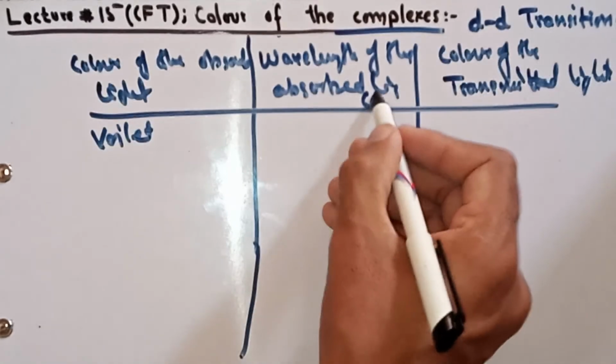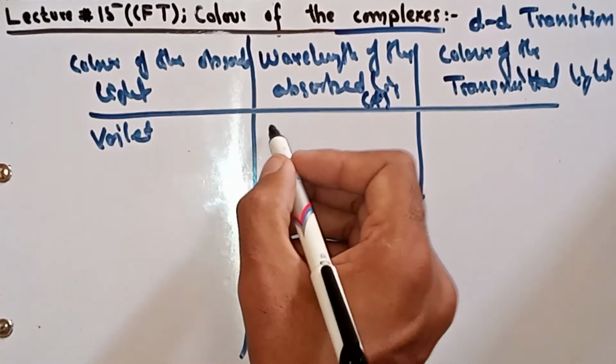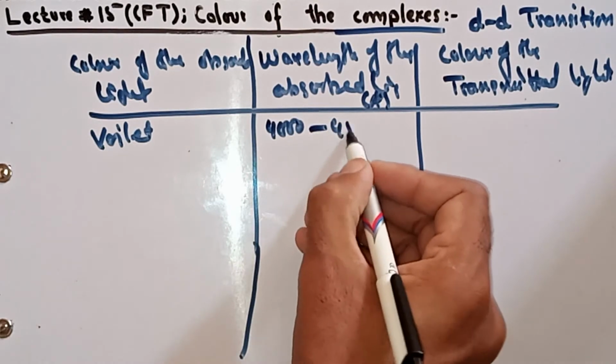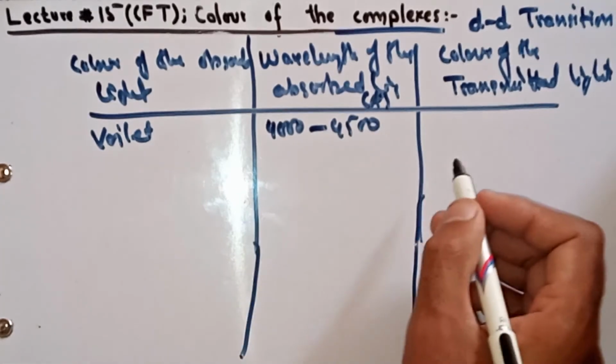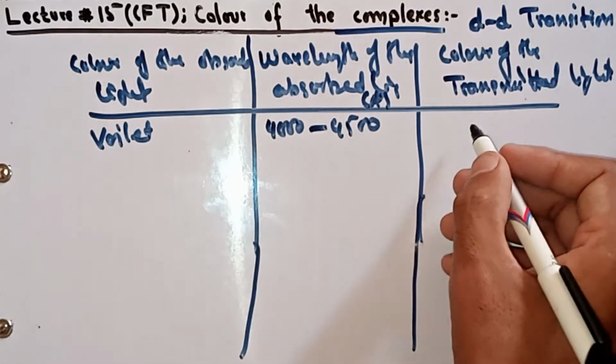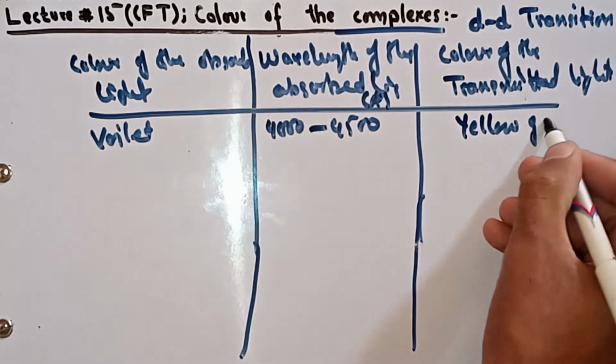the range of violet color is this, and the wavelength will be in angstrom. So the violet color has a wavelength from 4000 angstrom to 4500 angstrom. That is the wavelength of the color. So it will transmit the complementary color of violet, which is yellow green.